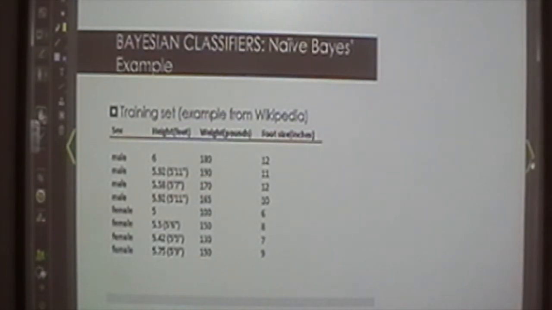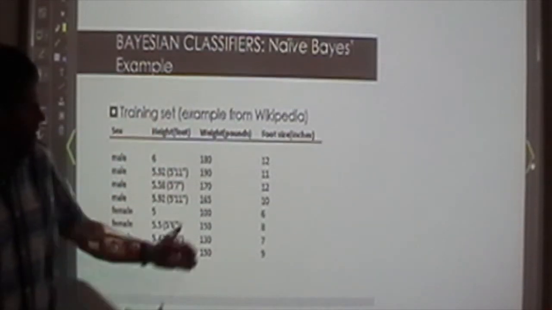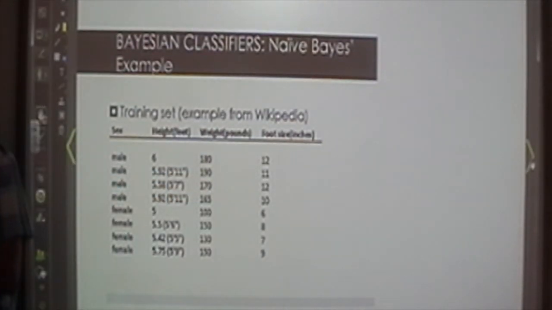So here's an example. This one's from the Wikipedia page on Naive Bayes. Here's our training set. It consists of 8 instances, so you've got 4 males and 4 females, and we've got their heights listed, their weights listed, and their foot size in inches listed. Good enough? Pretty reasonable. Ultimately, at the end of this we're going to have a new sample, and we're going to try to classify that sample as either male or female.